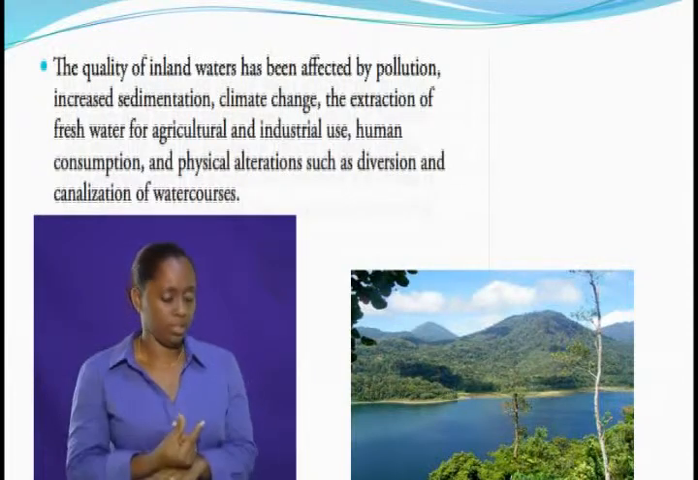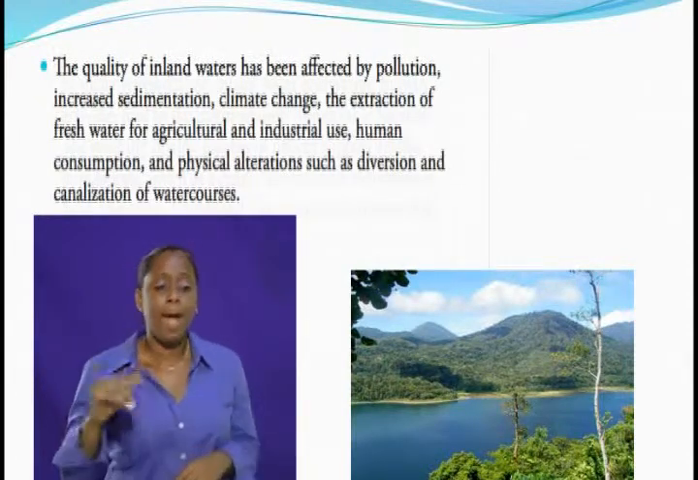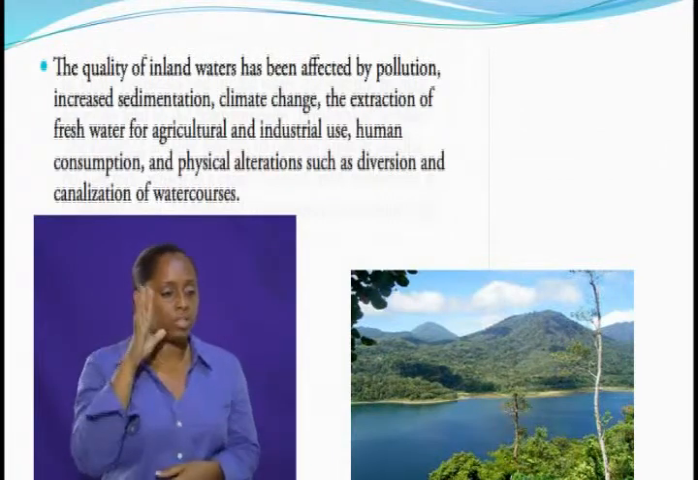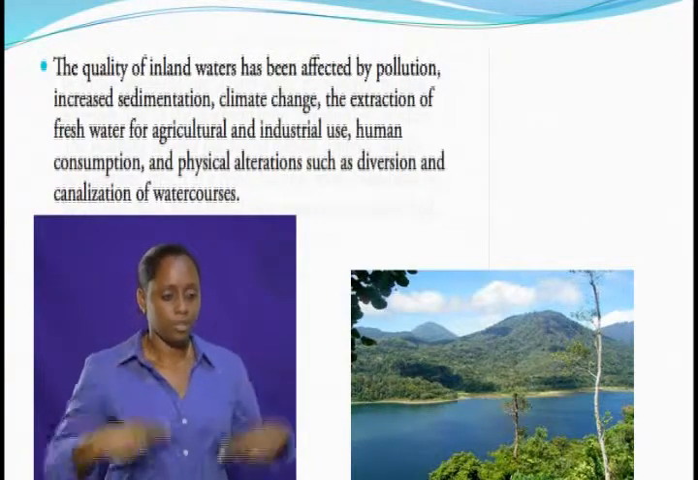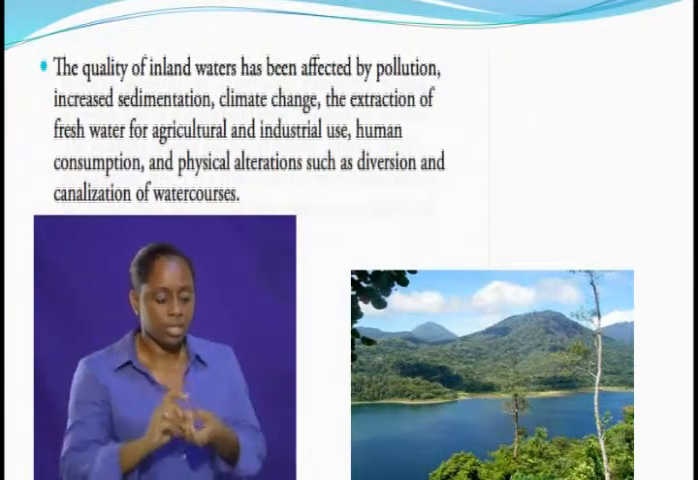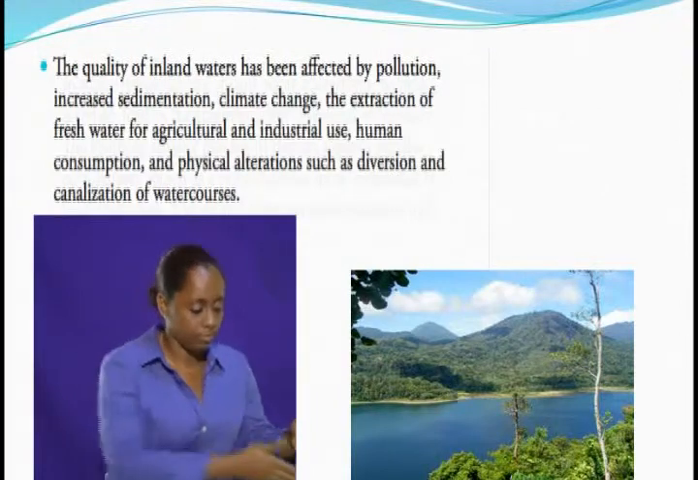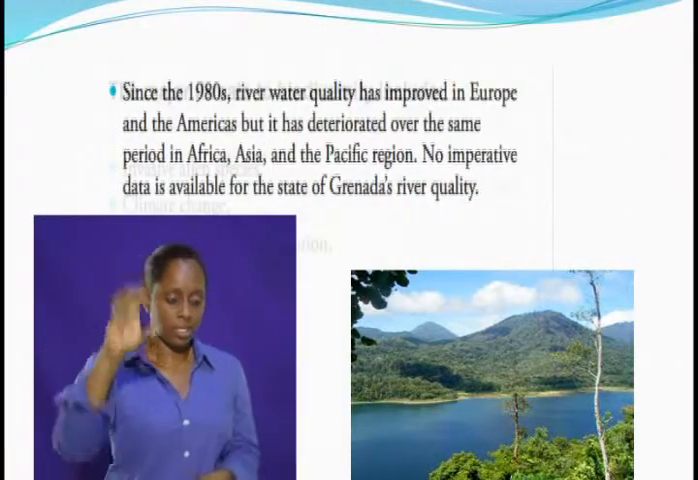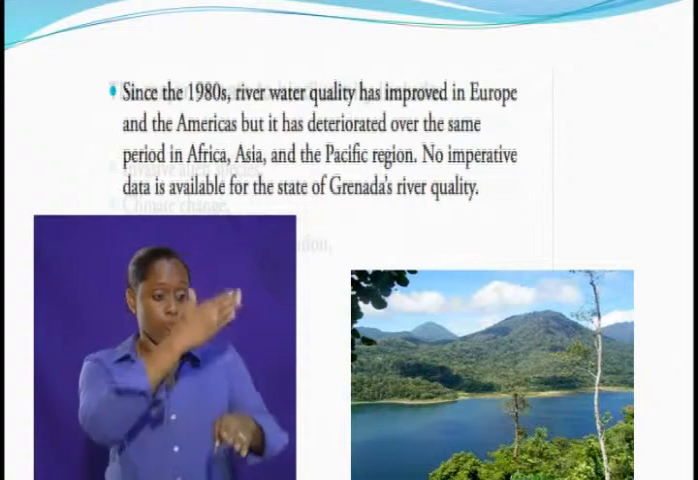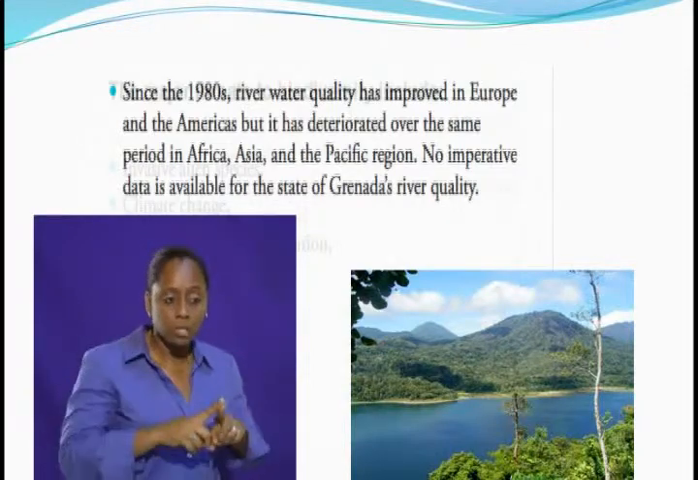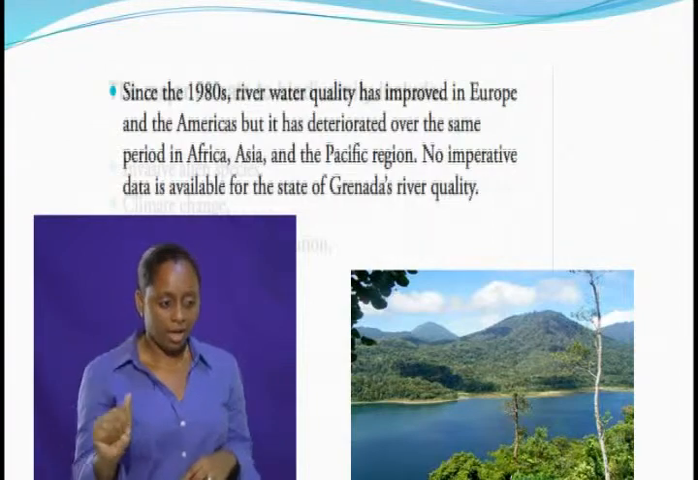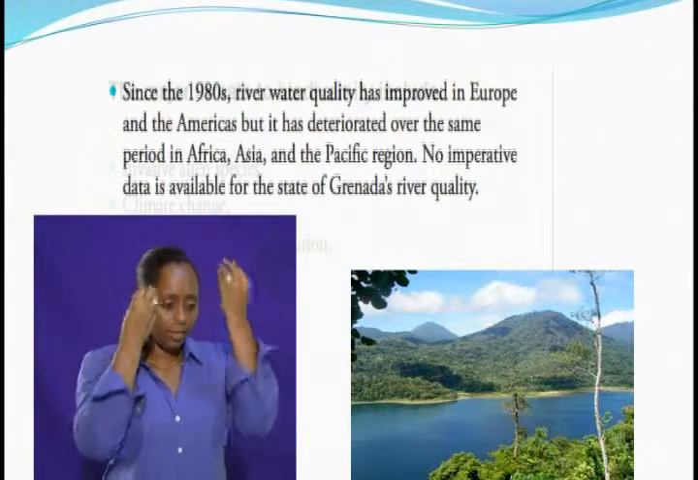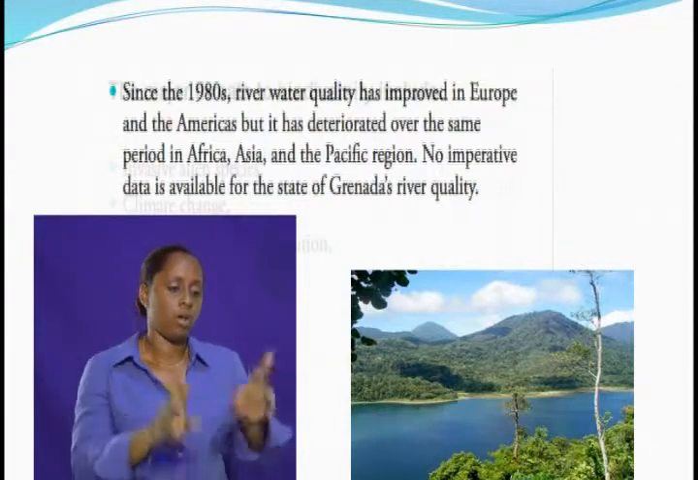The quality of inland waters has been affected by pollution, increased sedimentation, climate change, the extraction of fresh water for agricultural and industrial use, human consumption, and physical alterations such as diversion and canalization of water courses. Since the 1980s, river water quality has improved in Europe and the Americas, but it has deteriorated over the same period in Africa, Asia, and the Pacific region. No important data is available for the state of Grenada's river quality.